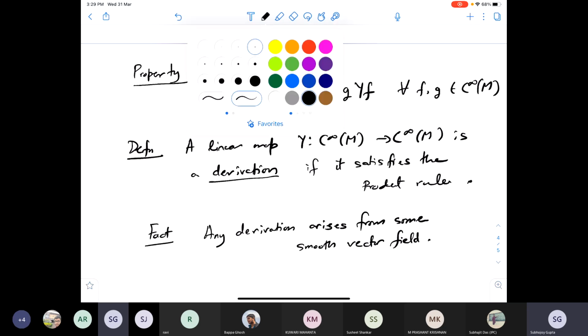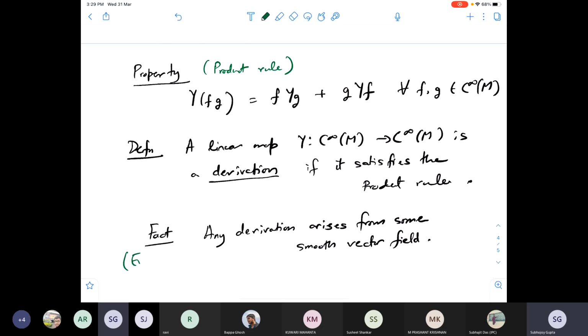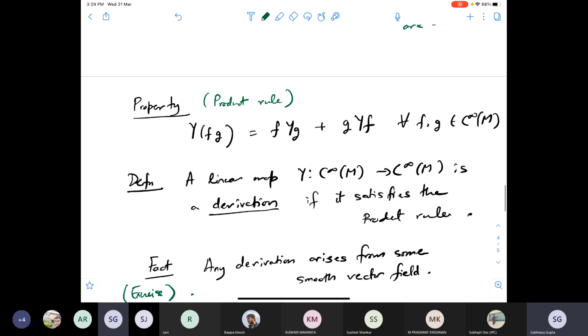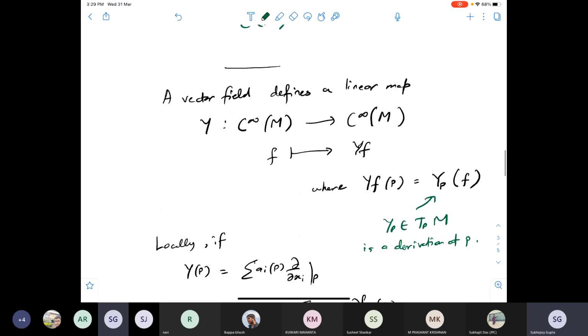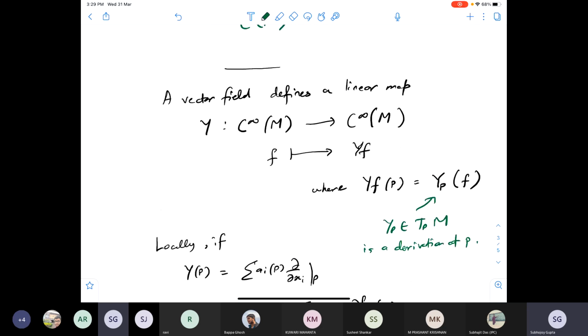Anyway, you can treat this as an exercise. So there's this other point of view. Very often we'll be thinking of vector fields as something that can act on a function and give out another function. This is a point of view that we'll very often use.